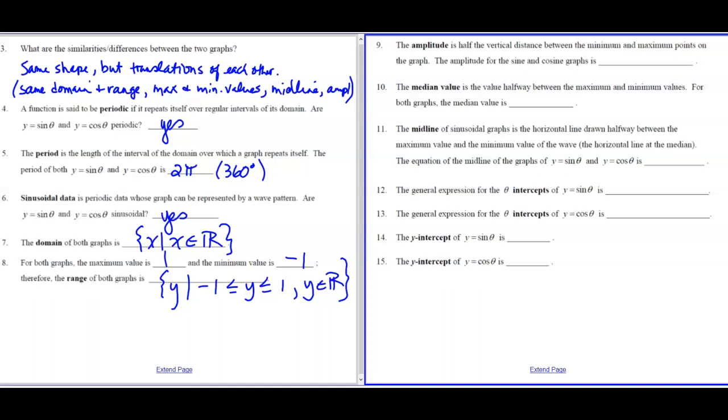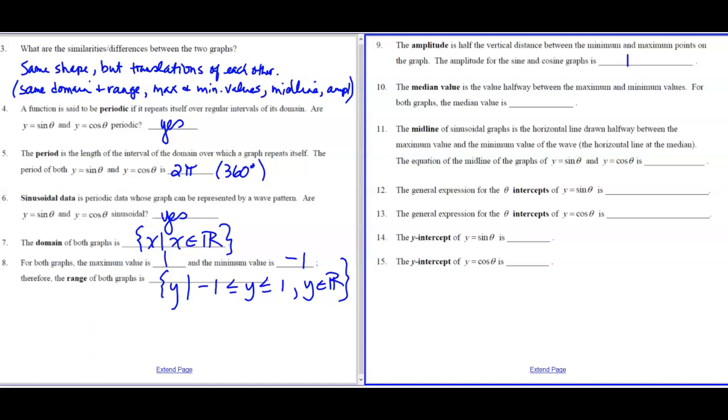The amplitude is half the vertical distance between the minimum and maximum points. The amplitude for the sine and cosine graphs is just 1 for these base graphs. So if I'm looking at a graph, I just draw the midline and look at the distance from the max to the midline. Or, as it says here, you can take half of the max minus the min. You want a formula, but that's up to you.